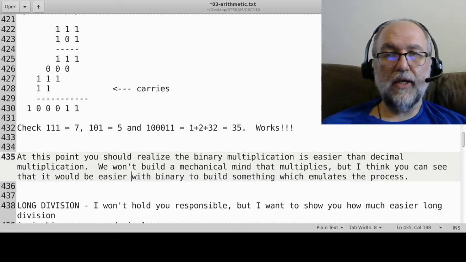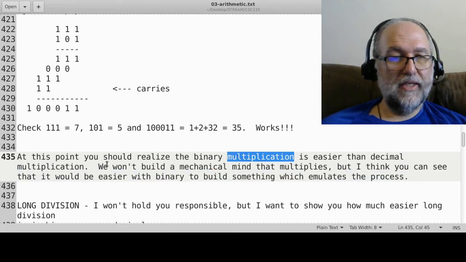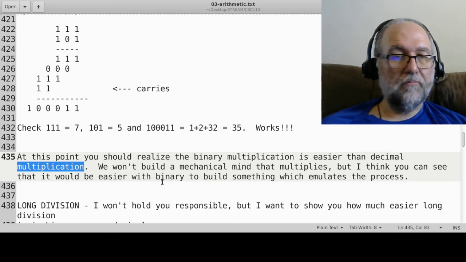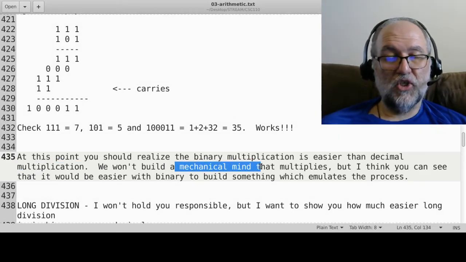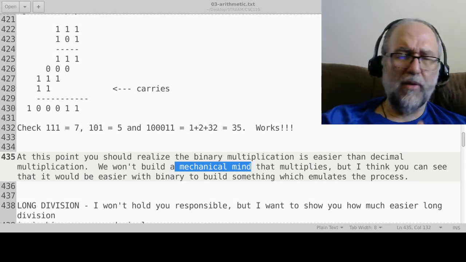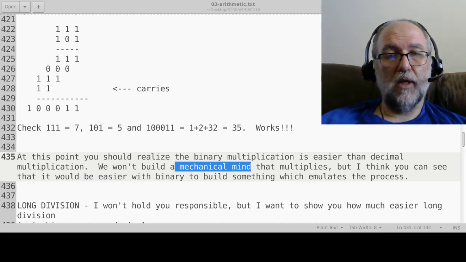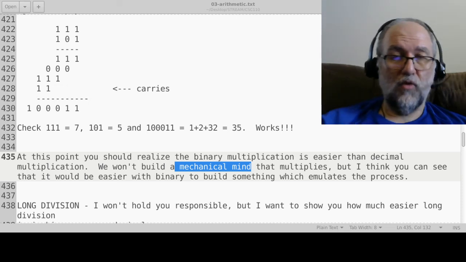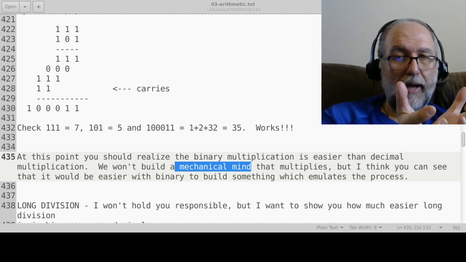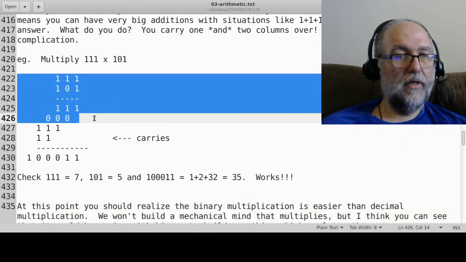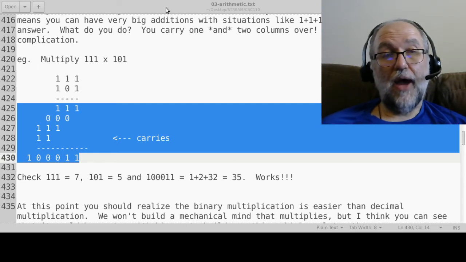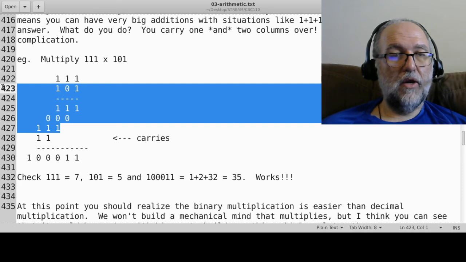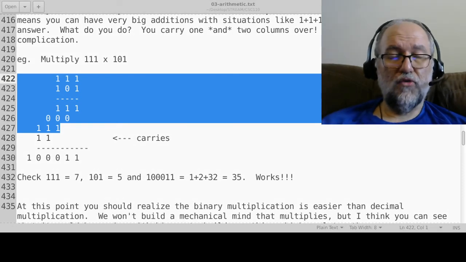There we go. So my next point here is at this point you should realize that binary multiplication is easier than decimal. We don't need that multiplication table, and we don't have to worry about carries. Now, if we were to build a mechanical mind, that is a machine which does this, it'd be much easier to build a machine that doesn't have to worry about carries, that only has actually 4 possibilities for multiplication, and then does the addition, which would be another part of the machine that we've already done. We've already done addition. So you'd have a multiplying part that just does this part, and then another part of the machine which does the addition. Putting them together, you now have a multiplying machine. And because this multiplication is really easy, no carries, very simple multiplication table, it's much easier to build a machine that does this than its equivalent in decimal.